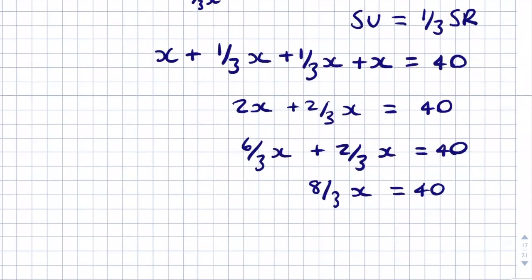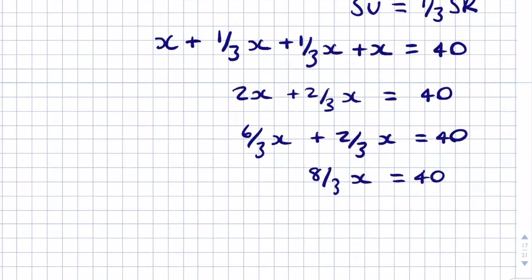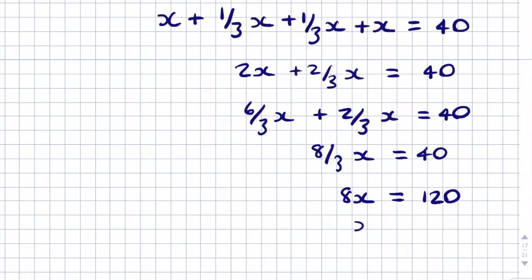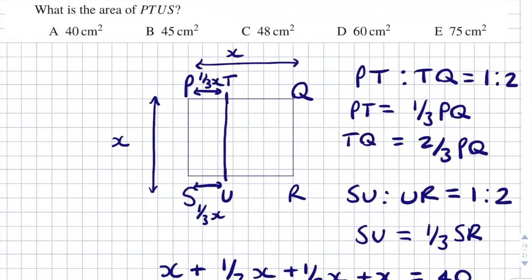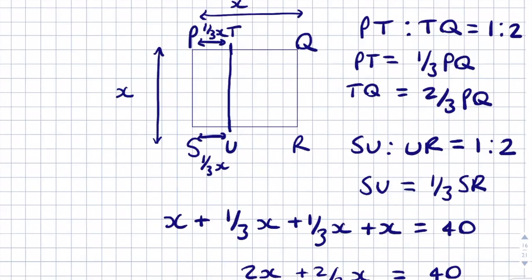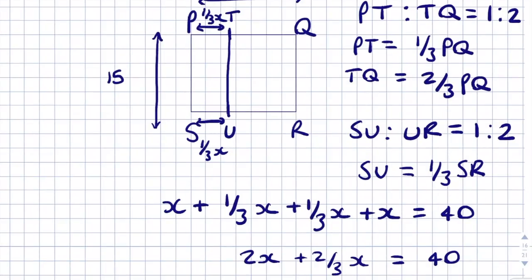Okay, so now I should be able to solve for X. I can multiply both sides by 3, and I get 8X equals 120, and I can divide both sides by 8. So X equals 120 over 8. So we know that 120 over 4 is 30. Divide 30 by 2, we're going to get 15. So X is 15. And we want to find the area of PTUS. So if X is 15, we will replace this with 15. And then if SU and PT are a third of 15, because they're a third of X, I can replace PT and SU with 5. A third of 15 is 5.